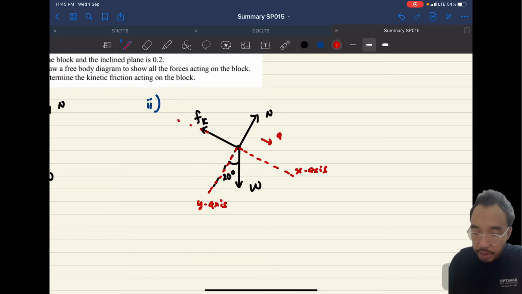Just draw a straight line over there and over there. Okay, so now the only force that is not on the x or y axis would be your weight. So you have to resolve weight into wx and wy. Okay, so here you can see that wy is w cos 20.